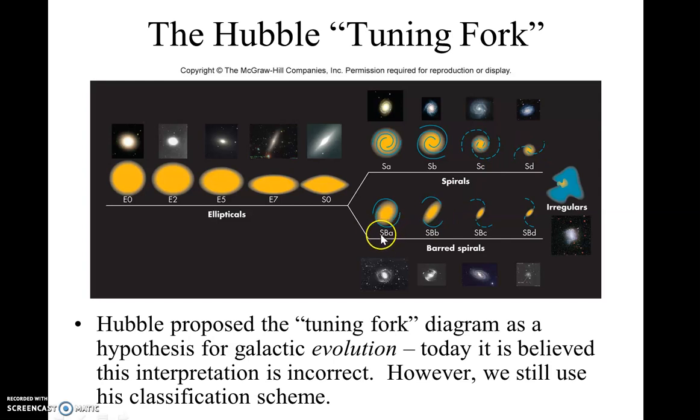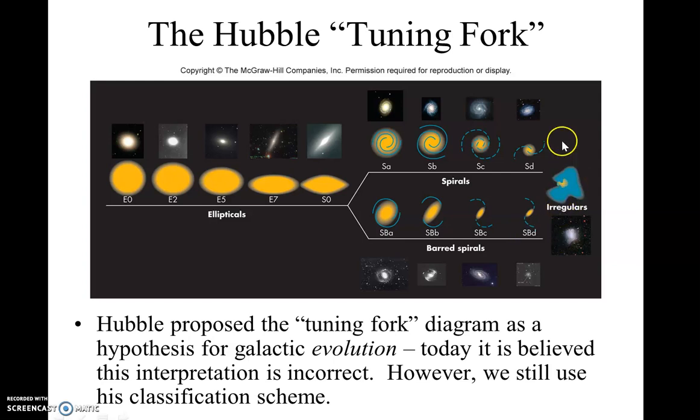And then he noticed some of these spirals were more elongated, and the spiral arms were coming from a bar of material, and so he called these barred spirals. And in fact, by the way, the Milky Way galaxy, our galaxy, is in fact a barred spiral galaxy. And this has the same type of winding. The very tight winding is SB sub A, and then the most loosely bound would be SB sub D.